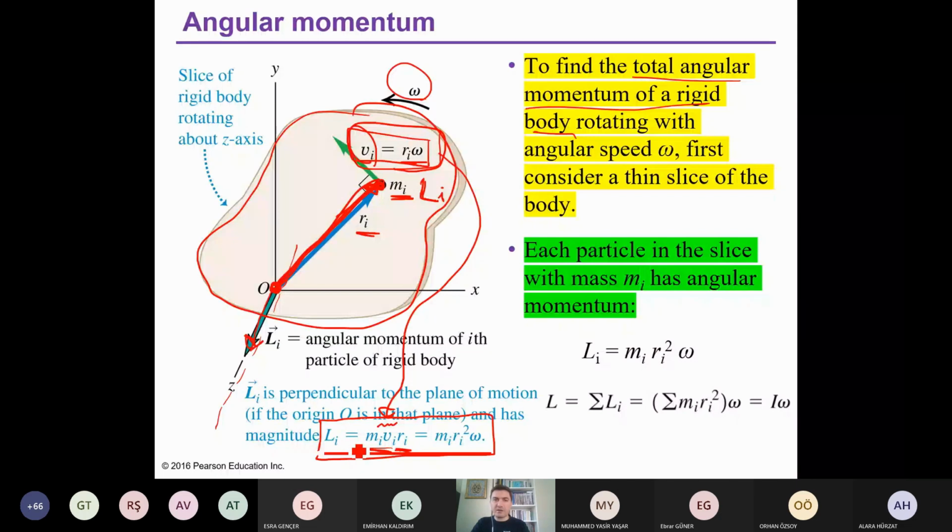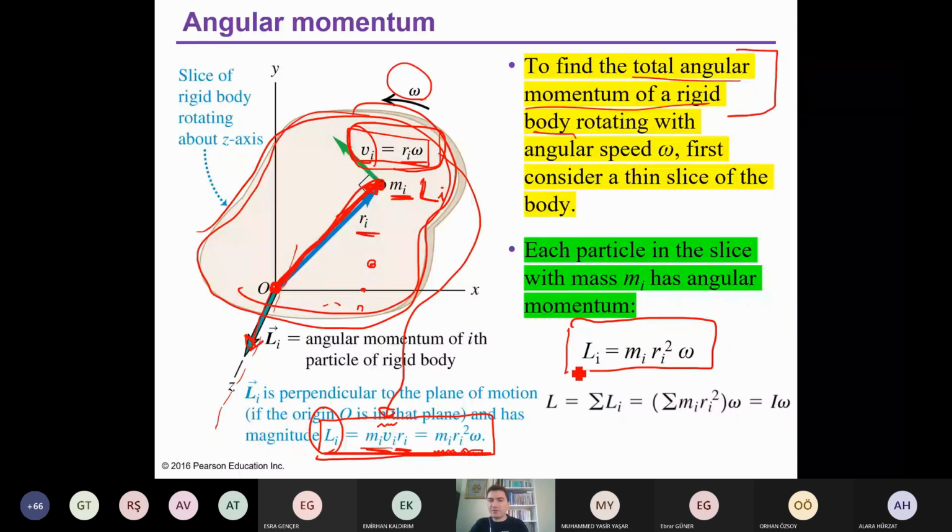So each particle in this rigid body has this angular momentum. In total, we have many particles on this rigid body. So in order to find the total angular momentum of this rigid body, collect all angular momentums, okay? So what we have here, this is the moment of inertia. This is the angular speed. So then I can write this angular momentum as I times omega, okay?